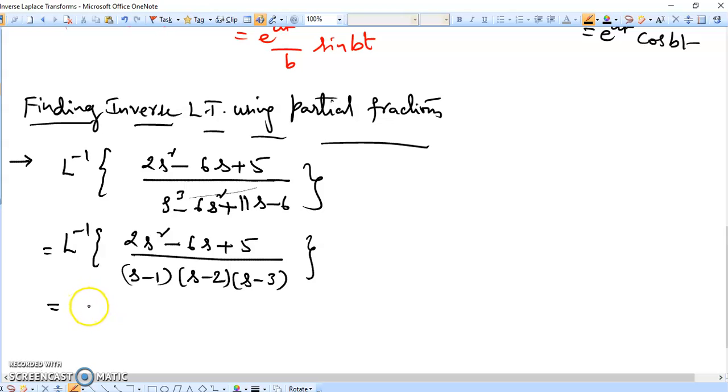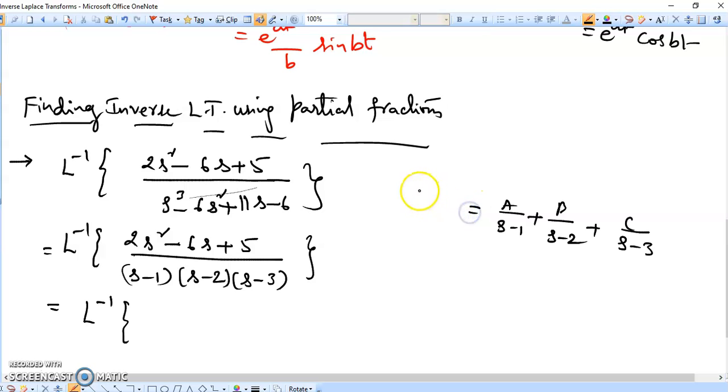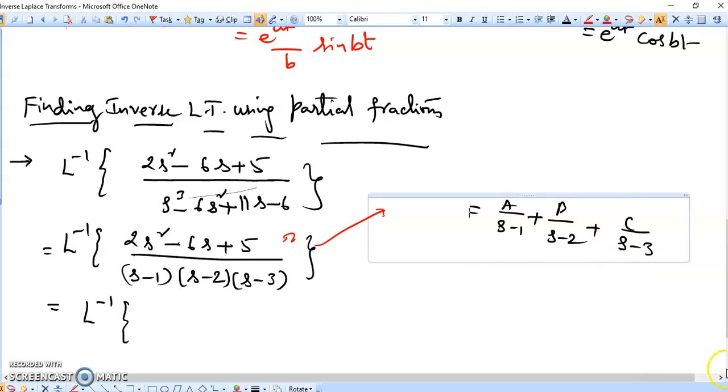I am not explaining the partial fractions in detail. I can write this as A by s minus 1. These things are all elementary things. You can work it out to find the A, B, C values, right? So this entire factor comes here, so this entire part comes over here. On the RHS you can write this as A by s minus 1, B by s minus 2 plus C by s minus 3.